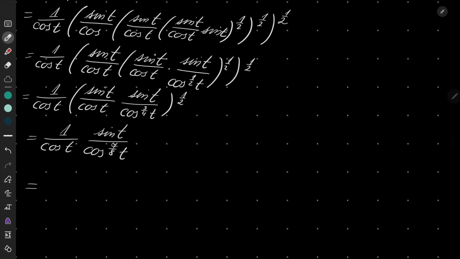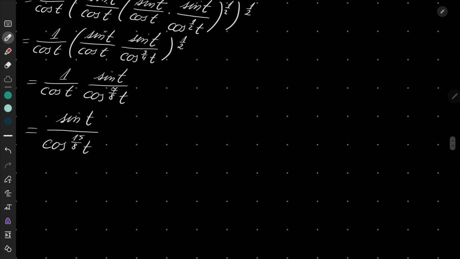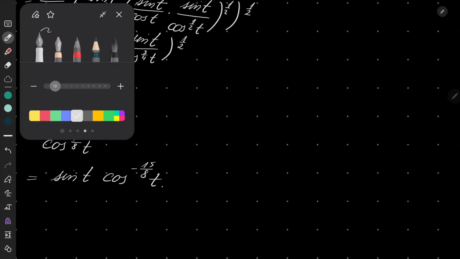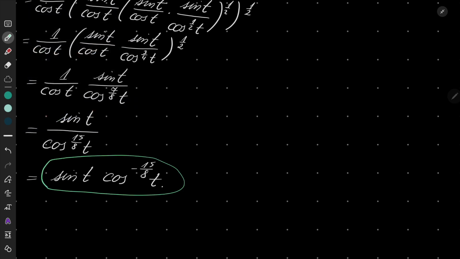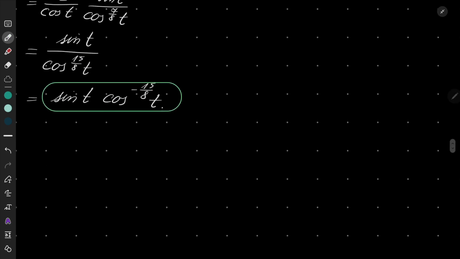Very well. And now what do I have? I have sine of t over cosine to the power 15 over 8 of t. Writing it without a denominator, it's sine of t, cosine to the power minus 15 over 8 of t. It looks much better in this form. Very well. So now what I want to do is just to integrate this function from 0 to pi over 3.